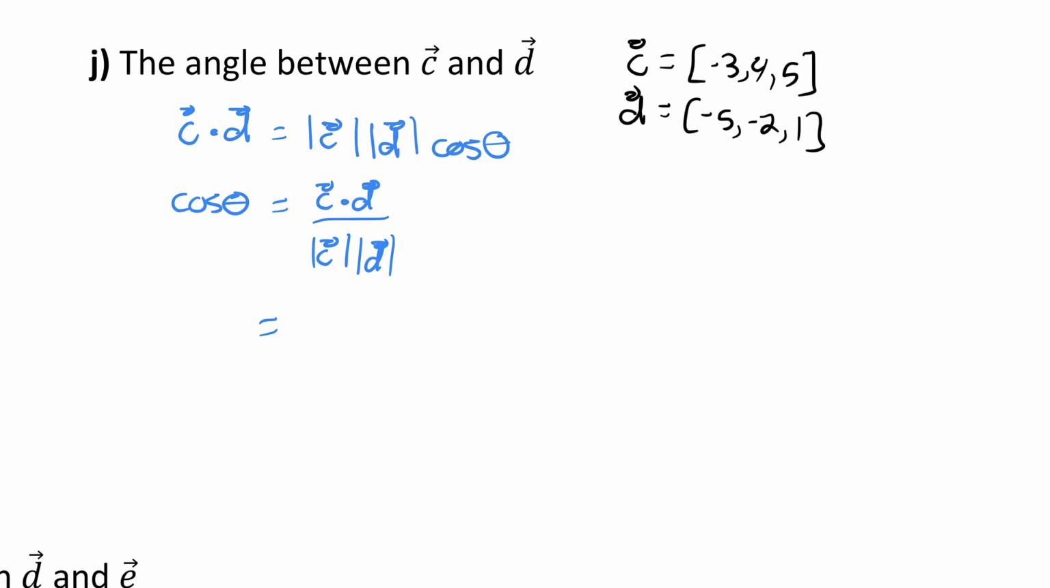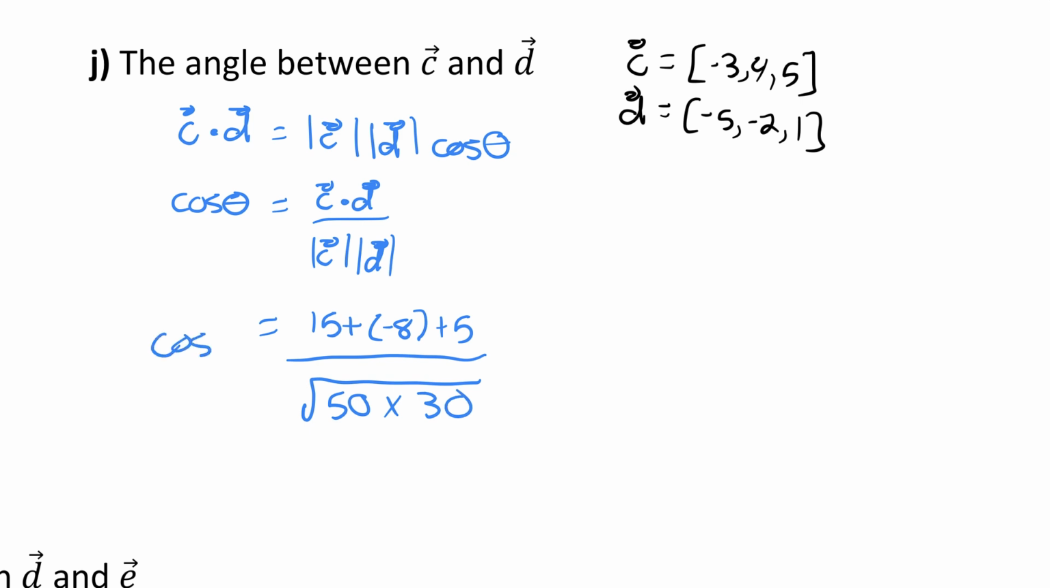All right, if I'm doing the dot product of C and D, I would have negative 3 times negative 5, plus 4 times negative 2, plus 5 times 1, all over the product of the magnitudes of C and D. Well, the magnitude of C, I'll just do the square root of negative 3 squared plus 4 squared plus 5 squared. That would be 9 plus 16 plus 25, that's 50. And that's being multiplied by the square root of negative 5 squared plus negative 2 squared plus 1 squared. 25 plus 4 plus 1 is 30.